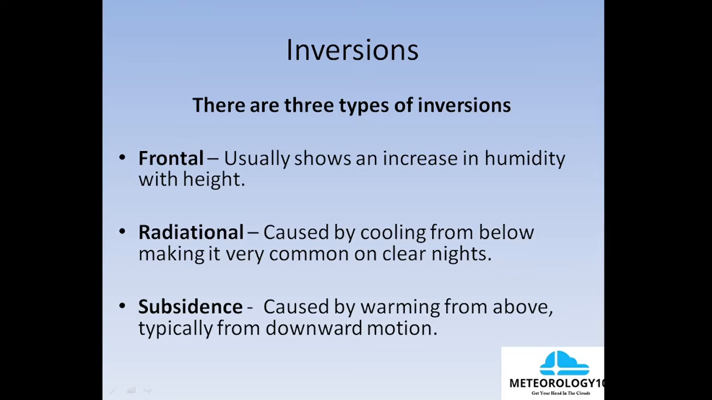Okay, the three types of inversions: a frontal inversion, radiational inversion, and subsidence inversion. So the frontal inversion usually shows an increase in humidity with height. Radiational inversion is caused by the cooling from below, making it very common on clear nights. And then subsidence inversion is caused by the warming from above, typically from downward motion. So like I said, when the Santa Ana winds come off the mountain, they fall, they compress and warm. So as you get that warming, you get an increase in temperature with height.